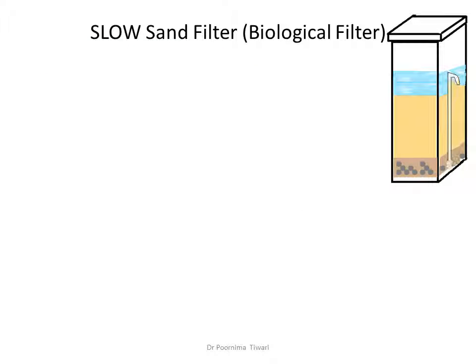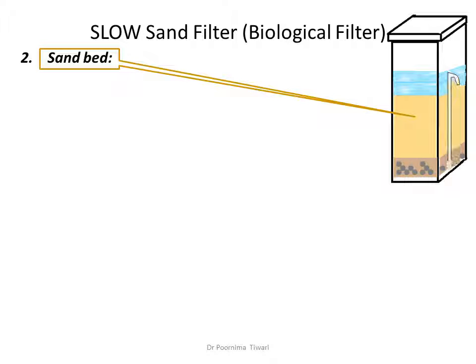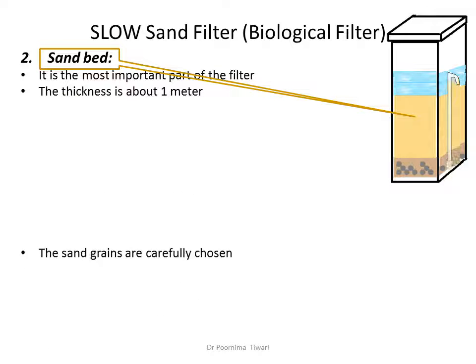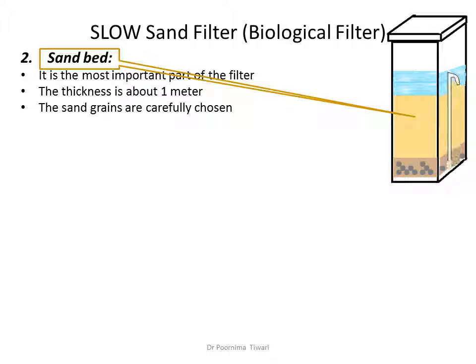The next layer below the supernatant water is the sand bed. This is the most important part of the filter. The thickness is around 1 meter. The sand grains are carefully chosen to be of round shape and a small diameter of 0.2 to 0.3 millimeter.